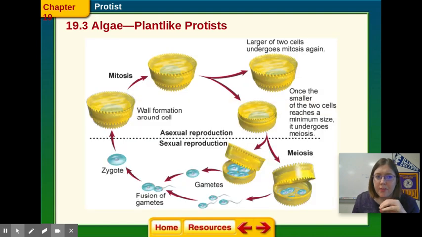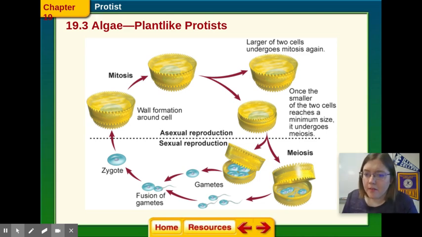So here we have a picture, excuse me, as I'm losing my voice. I've been talking too much, I guess, of both asexual and sexual reproduction. Here the sexual reproduction starts with meiosis, and you have the formation of gametes that fuse to make a zygote. And then it goes through mitosis, right? So it has that wall formation around that zygote cell. And what it does is it just splits in two for that asexual part of its reproduction.